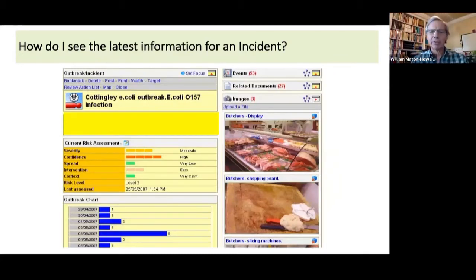Here's an example of how the system was used in 2007 as part of that development in a real life situation, when there was a food poisoning outbreak of E. coli O157, and the screenshot of how the system brought together information from a number of sources and very rapidly allowed the local CCDCs to identify the source of the outbreak, a local butcher's, and rapidly move in and take the appropriate action.